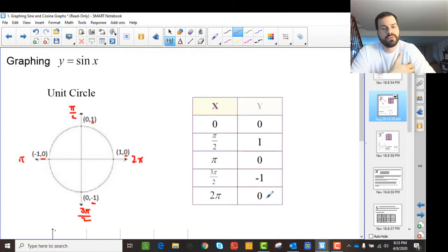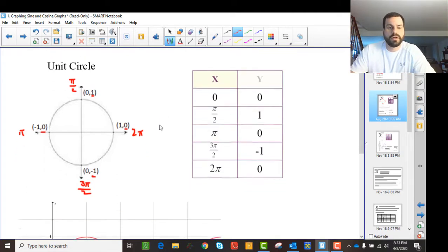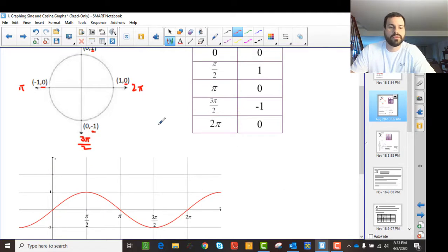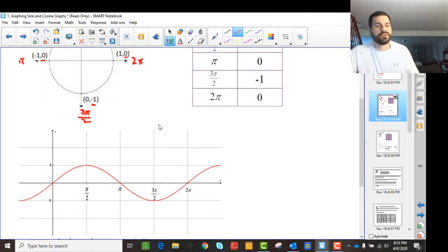So what that does is it generates a table of values. And what we do with that table of values is we plot it on a graph. When we do that, you'll notice it looks like this. So here's 0, 0, right here, pi over 2 and 1, pi and 0, 3 pi over 2 and minus 1 right there, and then 2 pi and 0. So the basic sine graph looks like that.